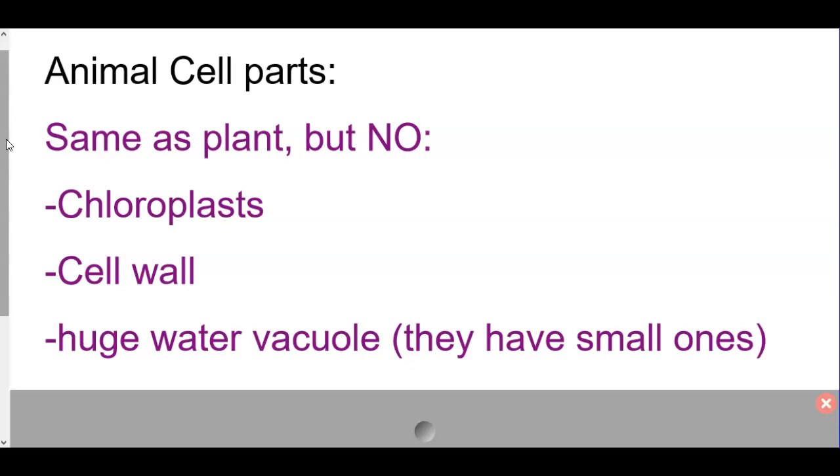Okay, so animal cell parts, they have all the plant parts, except animals do not have a chloroplast, they do not have a cell wall, and their water vacuoles are much smaller.